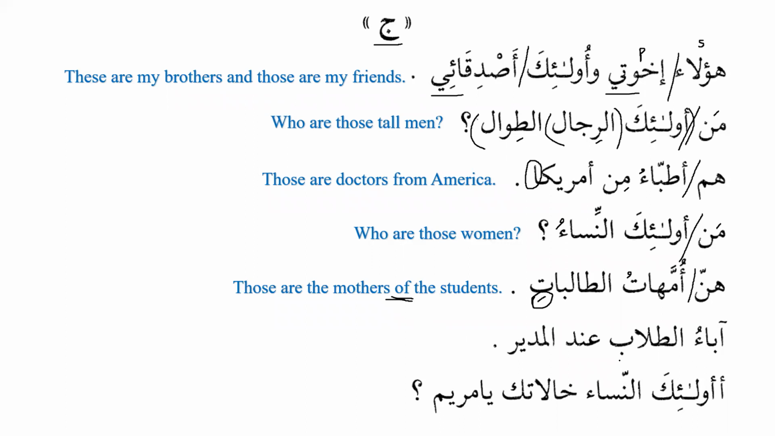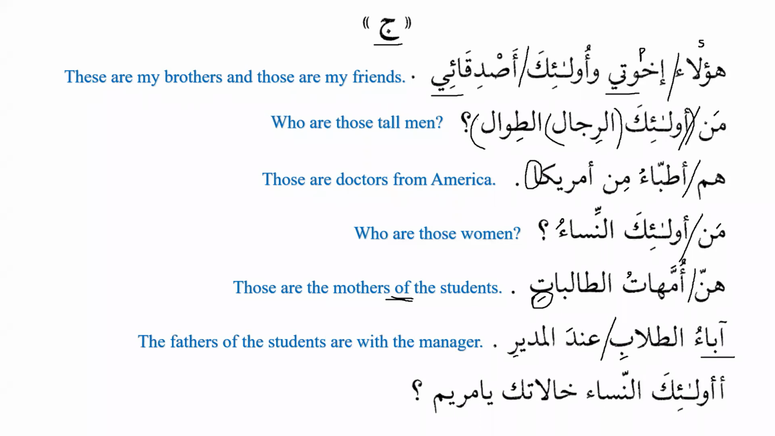Aba ut-tullabi, again it's mudaf ilayh. Inda al-mudiri, and we know that inda is a zarf, but it is used as special mudaf. So aba ut-tullabi: abun, and the plural of abun is aba, and aba ut-tullabi is mudaf ilayh. And the translation will be the fathers of the students are with the manager.